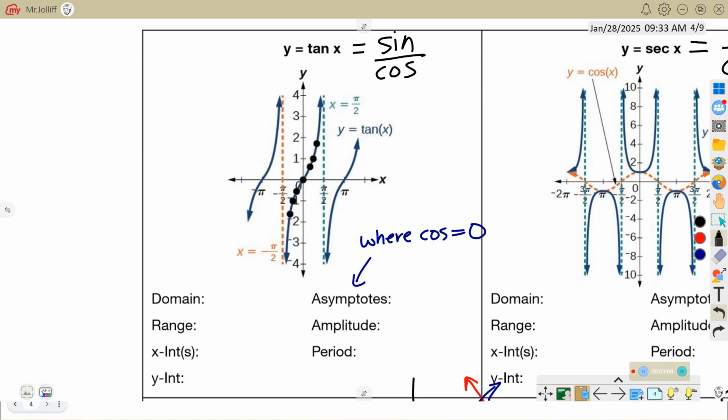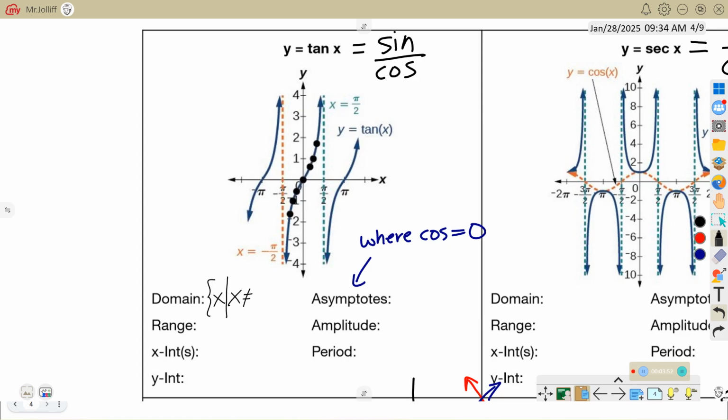So domain are the numbers I'm allowed to input. Those are the x values. Am I allowed to use all x values? I see one nodding. Are there places on that graph where there isn't a point on the x-axis? And I see yes, because I see asymptote. There's no curve there. This domain, we need to tell where we're excluding, because it's not all reals. It's all reals except where those asymptotes are. So all reals such that x is not equal to whatever those asymptotes are.